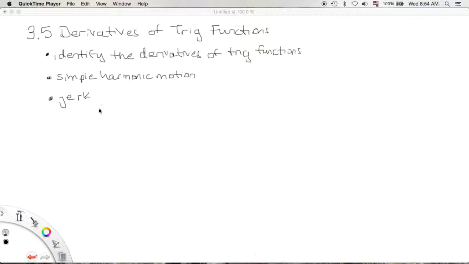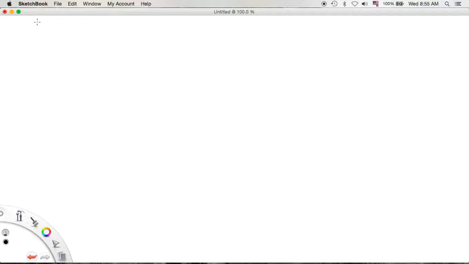And then we're going to introduce something called the jerk, which, no, does not mean a mean person. So we'll talk about that as well. So let's get started. The first derivative we want to come up with is the derivative of sine. You know that all the trig functions can be boiled down to sine and cosine. So if we find those derivatives, then we can easily find the other derivatives.